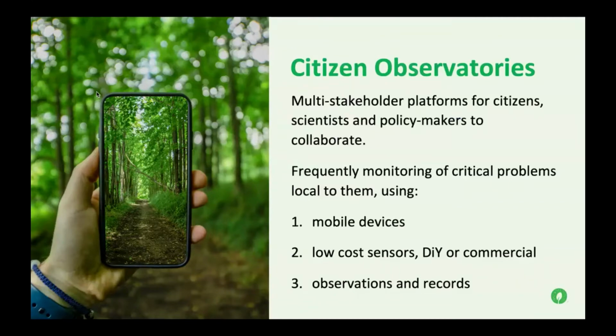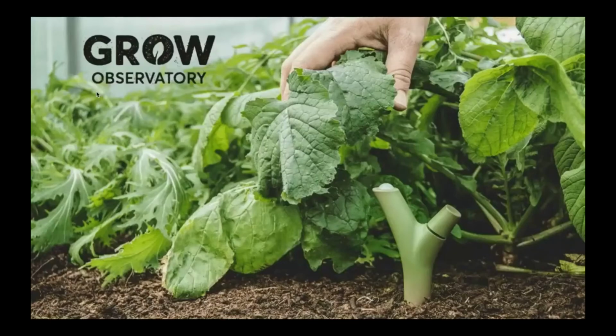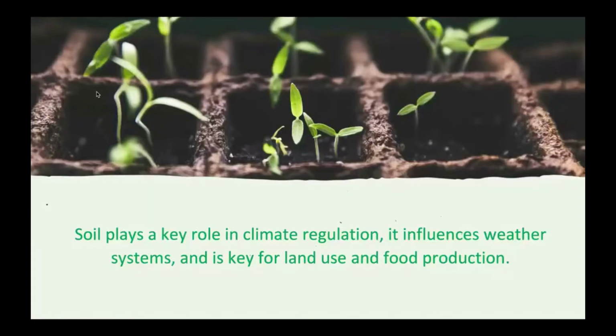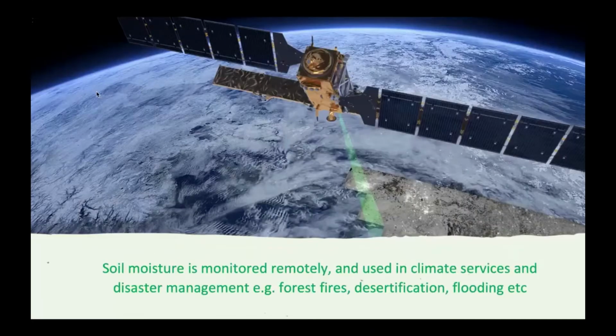And I'm talking in the context of a citizen observatory, which is a facet of citizen science, where people generally use mobile devices and low-cost sensors, DIY or commercial, to create observations and records around particular issues. So I'll talk in particular about the GROW Observatory, which was monitoring soil moisture. Soil moisture has a key role in climate regulation, influencing weather systems, and is key for land use and food production. It is currently monitored remotely and used in climate services and disaster management.